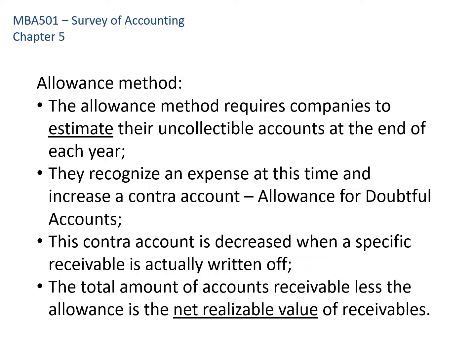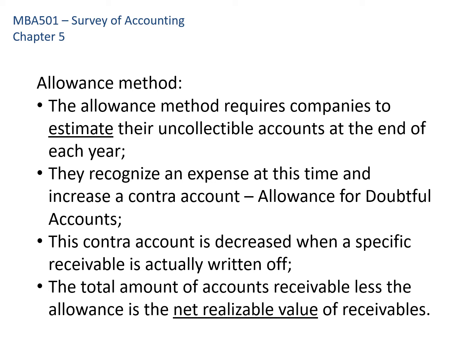So the allowance method, which is the method that's approved by generally accepted accounting principles, again, requires us to estimate at the end of every year what our potential uncollectible accounts would be. And again, we use what's called a contra account. So that allowance for doubtful accounts, that provision, is going to have the opposite balance of our receivable account. So our receivable account, think of it as being a positive number. The allowance for doubtful accounts would be a negative number to offset that. And it's the contra account that's decreased when a specific receivable is written off.